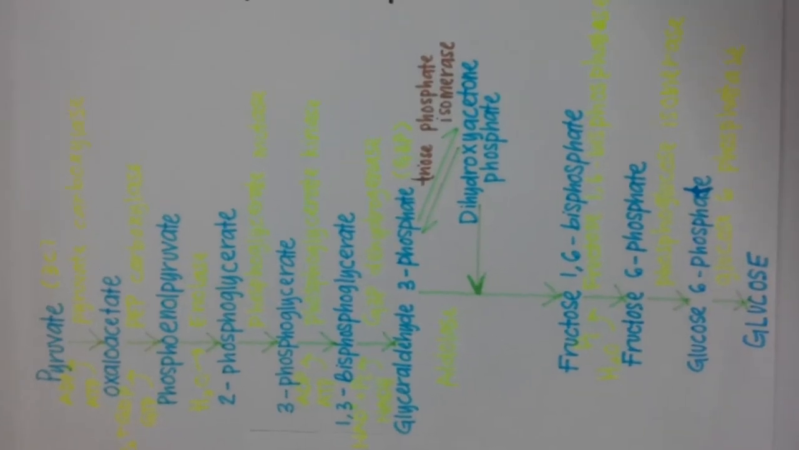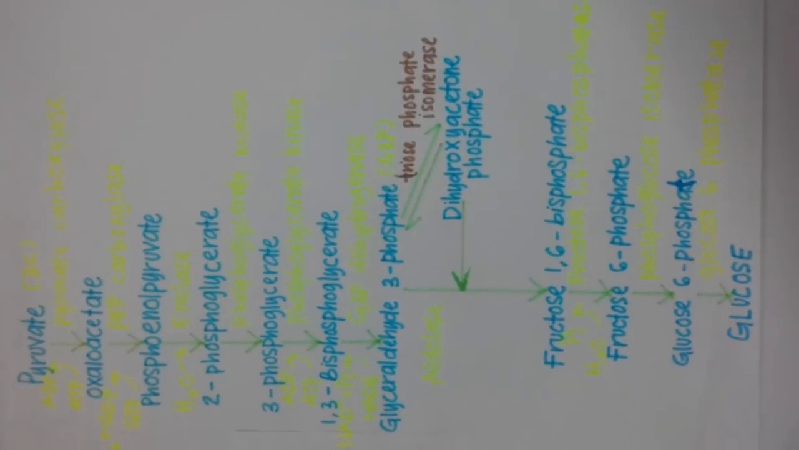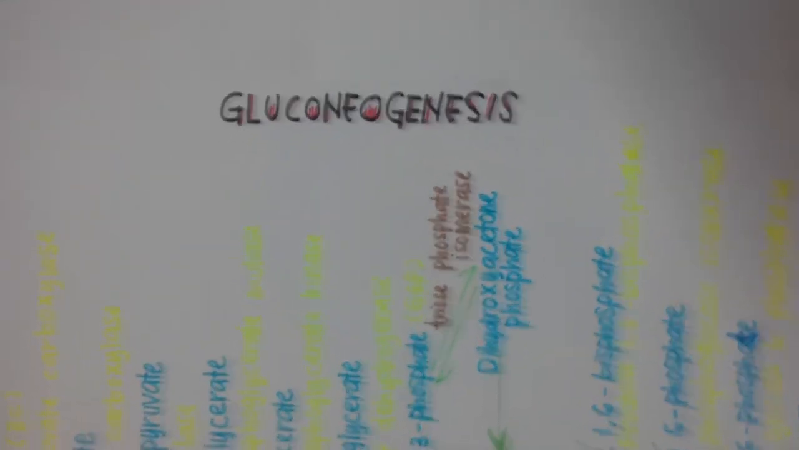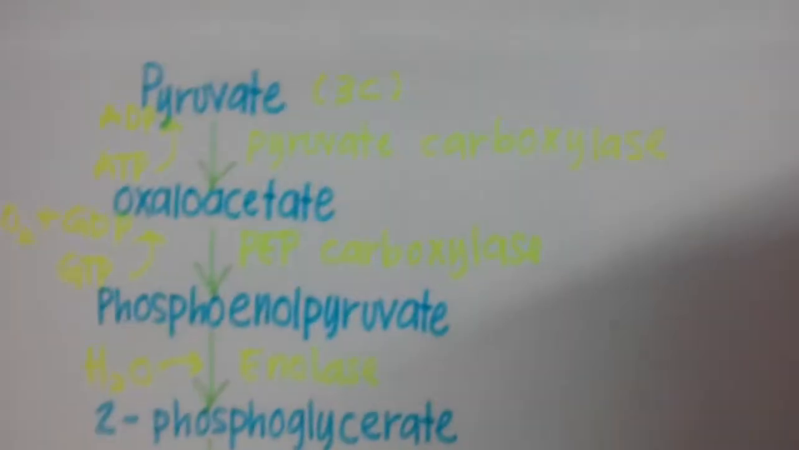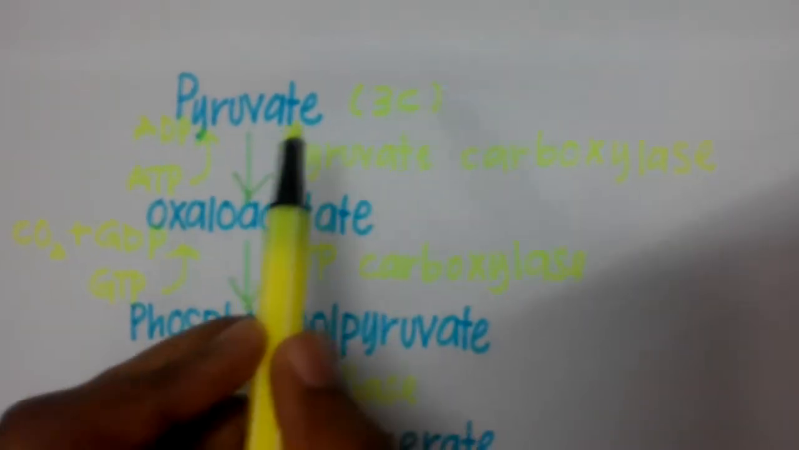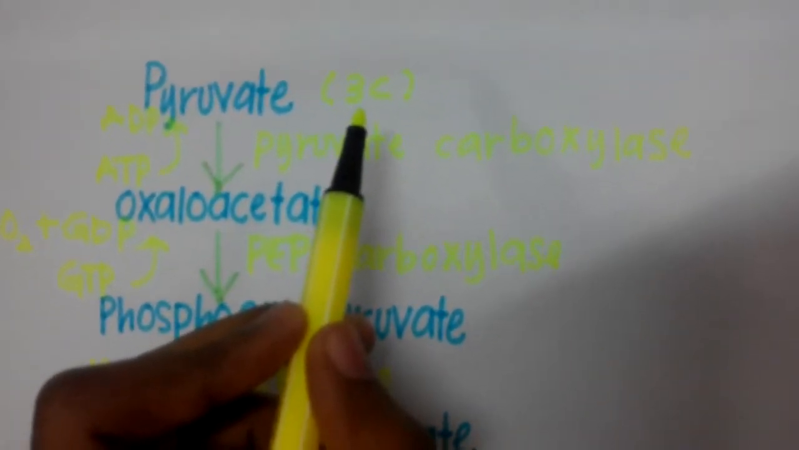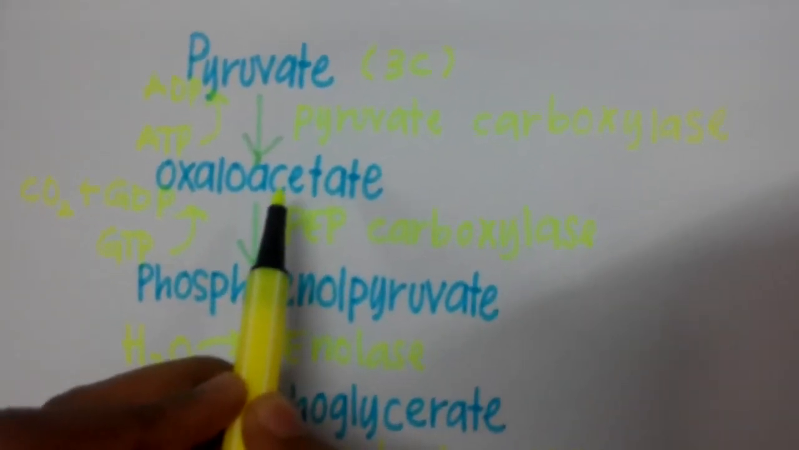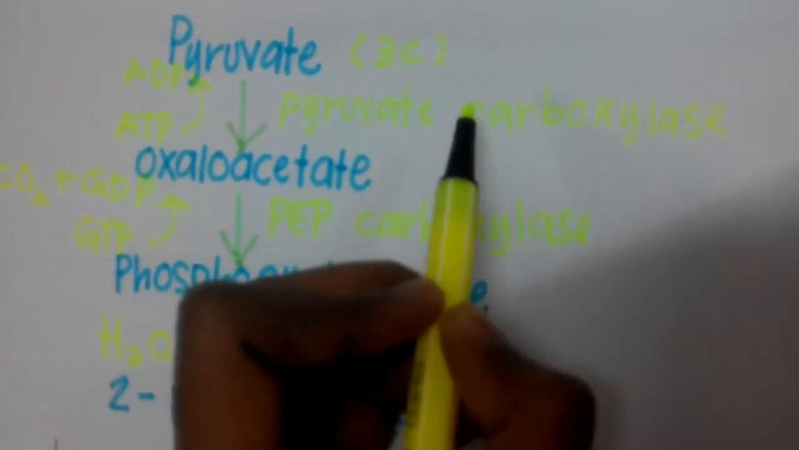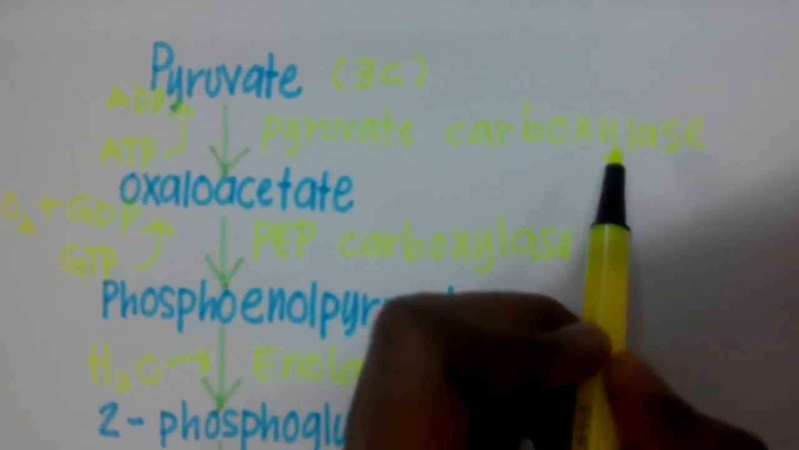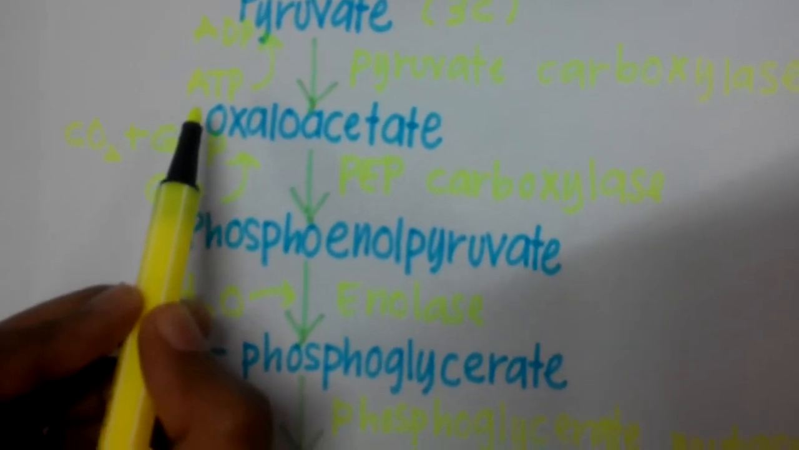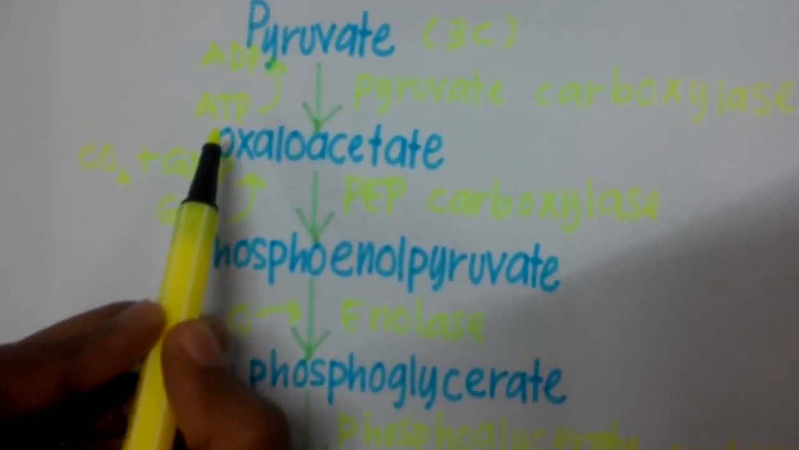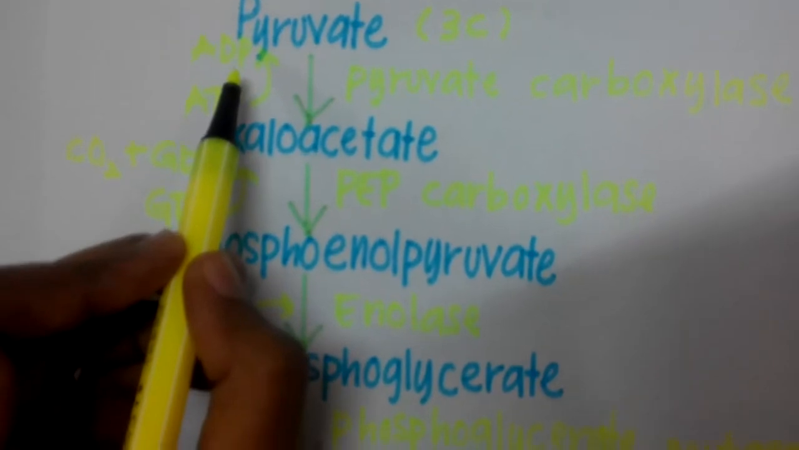Now, let's move on to the next topic on carbohydrate metabolism, which is gluconeogenesis. First of all, we're going to start with the 3 carbon molecule pyruvate, which can be the precursor to form oxaloacetate by using pyruvate carboxylase, where ATP is used and reduced to become ADP.